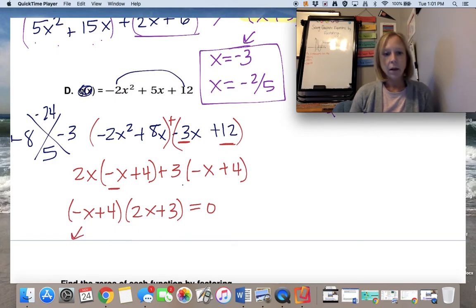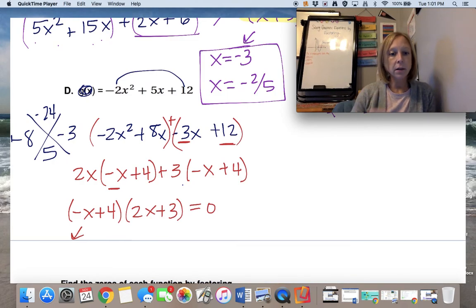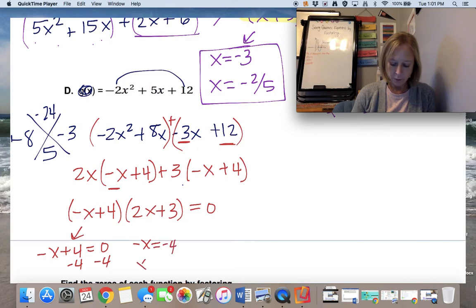Right here, negative x plus 4 equals 0. There is a little bit more thinking to that. Negative x plus 4 equals 0. If I subtract 4 from each side, that leaves negative x equals negative 4. So positive x is positive 4. Hopefully you can do that in your head, but if you can't, that's my explanation right there.